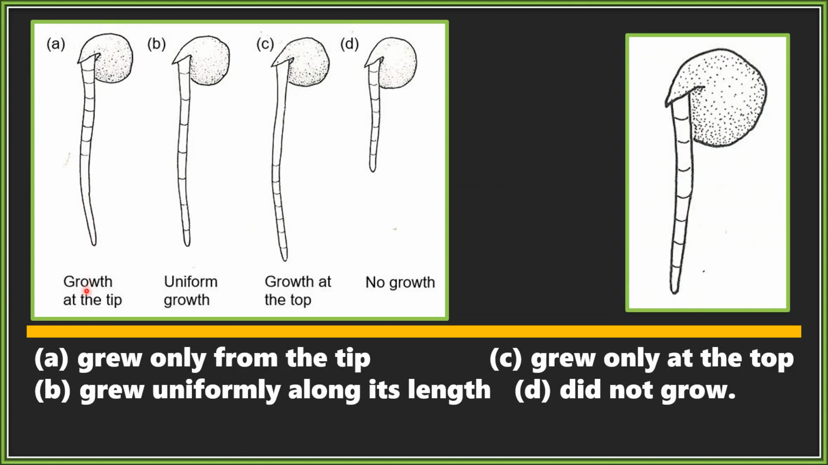So here it shows growth at the tip, meaning that this section here is elongating. And B, uniform growth, meaning that all the segments are growing uniformly. Then C, growth at the top. It is only the top segment which was growing, so you see it increased in length. And D, no growth. They remain the same as the original segments.